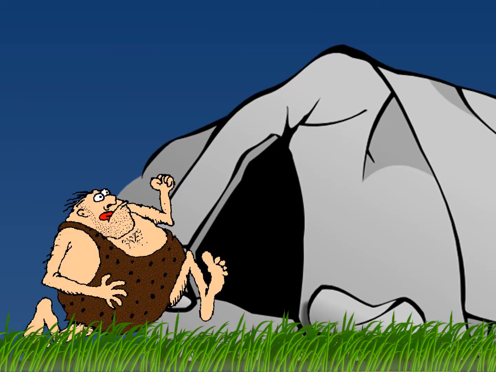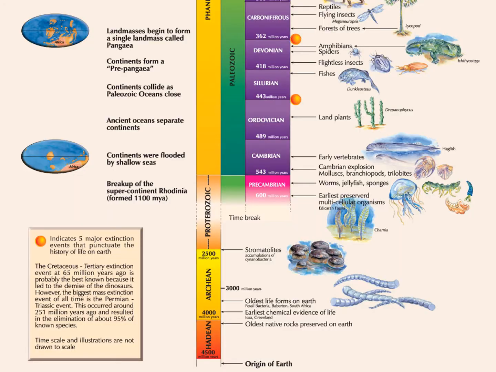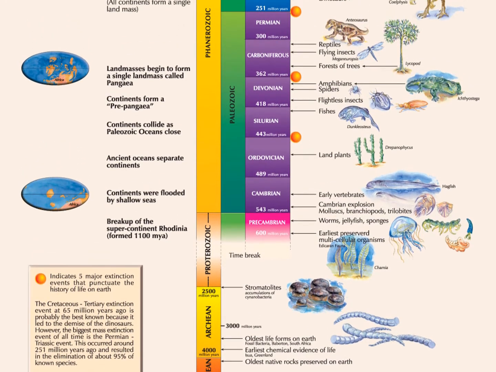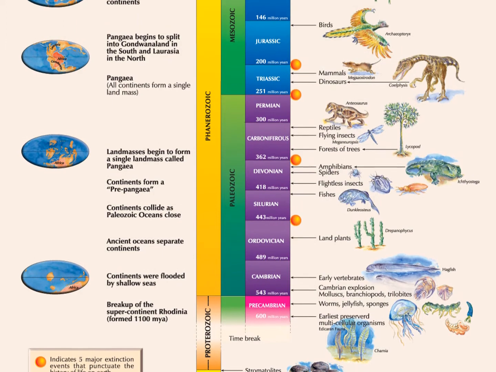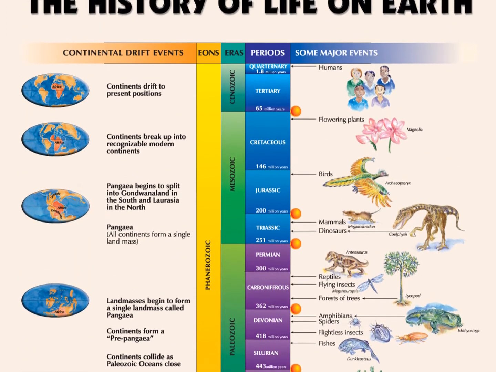The peopling of the earth. Let's start with the Paleolithic era. As you see here, there's some indications of what some archaeologists have determined are the beginnings of different forms of life on the earth. Now, we as Christians believe that God was the one responsible for all life being created on earth. The history of life on earth here: continental drift events, eons, eras, periods, and major events. That is the division of history of life on Earth.